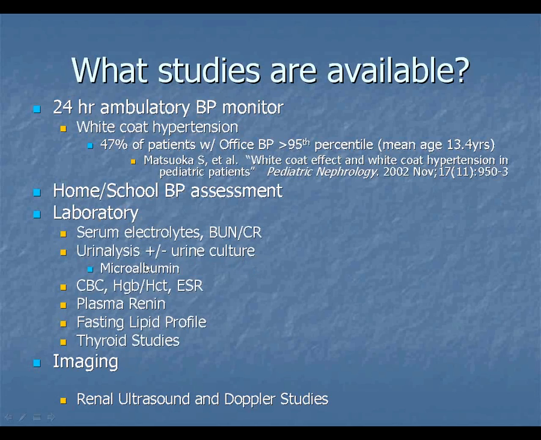Your laboratory evaluation consists of these listed here. Number 1, urinalysis, microalbumin, a study of the urinalysis. This is very important to rule out any of those underlying nephrologic conditions that could be causing the elevated blood pressure. And then your imaging studies to include echocardiogram and renal ultrasound and Doppler studies.